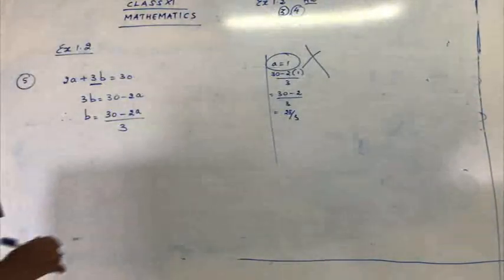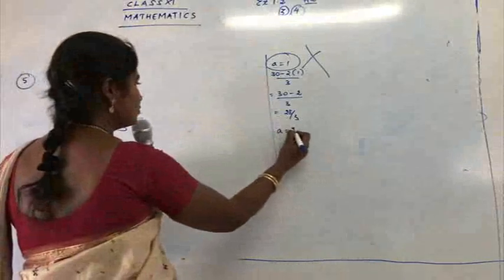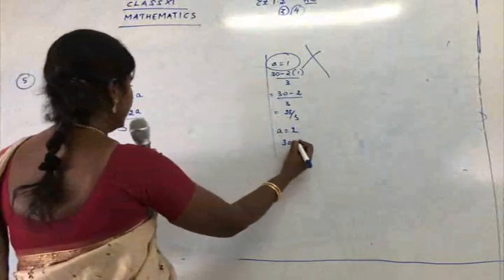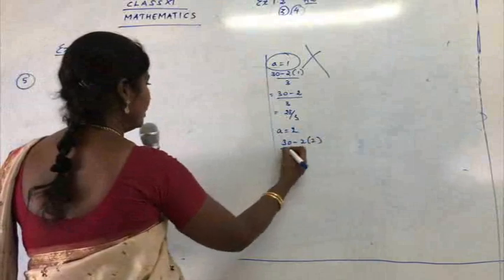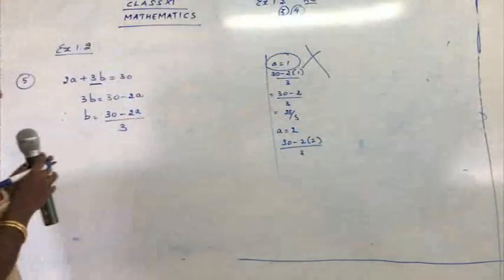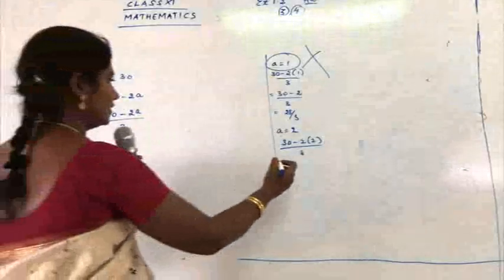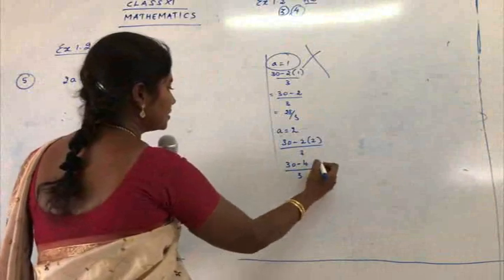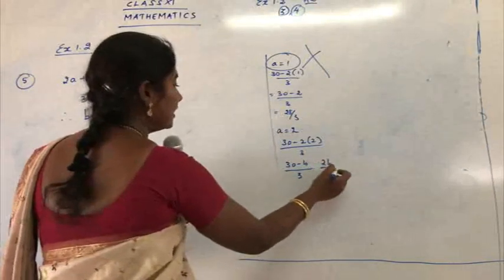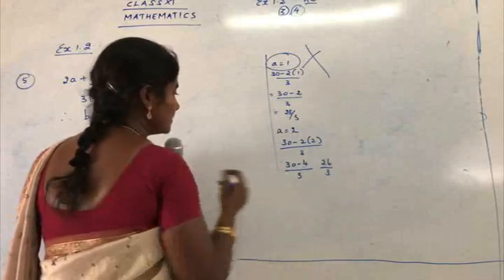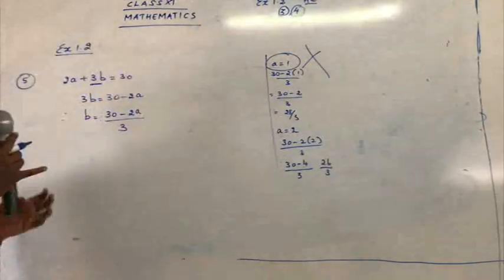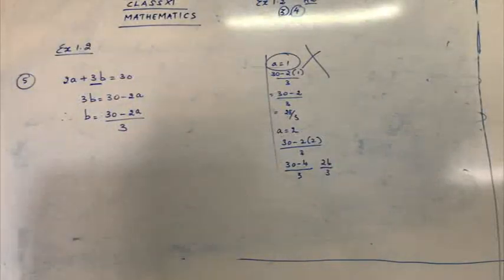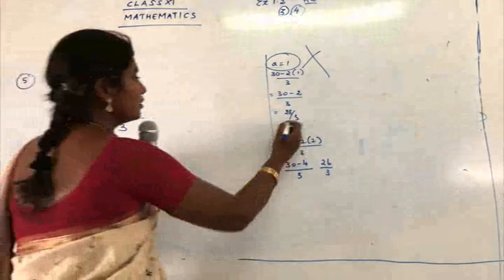Let's check for a as 2. If I take a is equal to 2, (30 minus 2 into 2) upon 3. So what do you get here? 30 minus 4 upon 3, so it's 26 upon 3. Again, this is not divisible. We cannot divide the number, that is, we don't get a natural number. You get a decimal number if I divide 26 by 3. So again, a is equal to 2 is not allowed.